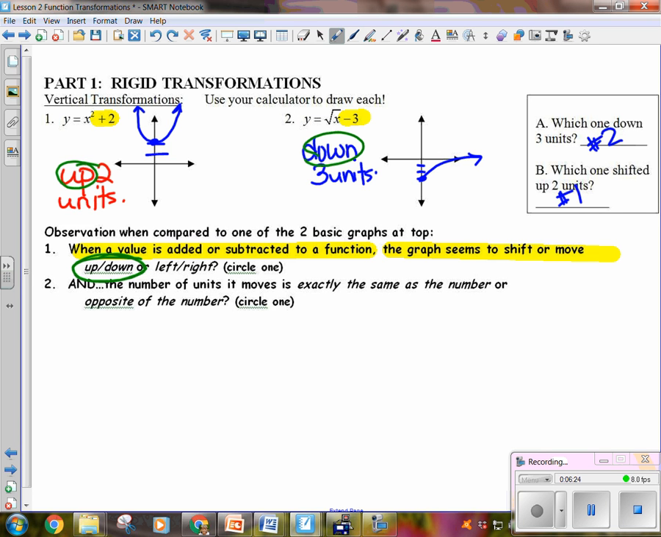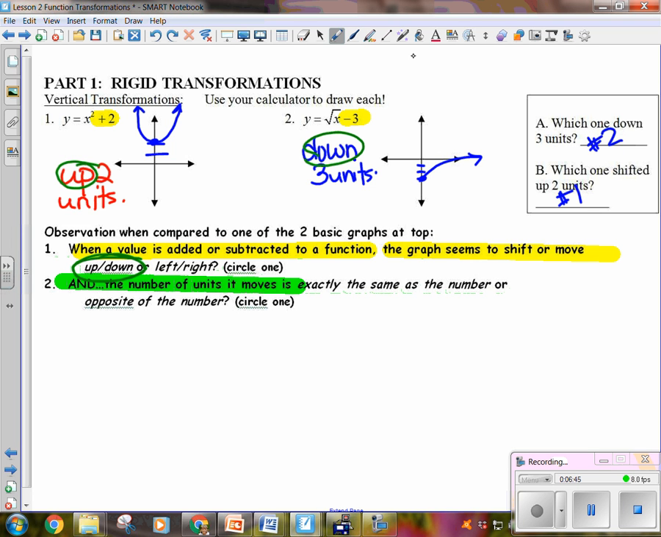And this is very important because now you're actually learning how, when we put numbers in the equations, it's moving the graph around to different places. And the number of units it moves is exactly the same as the number or opposite of the number. So let's read that again. And the number of units it moves is exactly the same as the number.